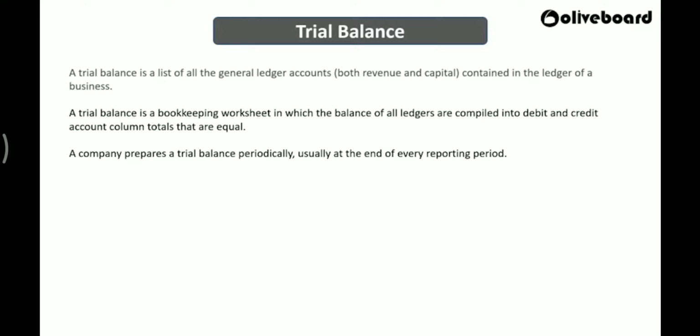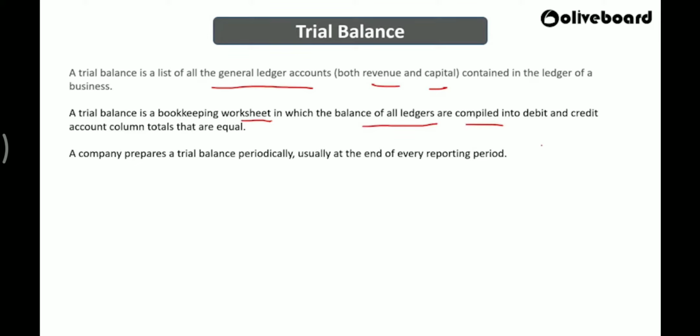Now, from each ledger, you will take out the closing balances and you will put them in one place. All right, you will put it in what? One place, and that is called trial balance. See here, it's a list of all general ledger accounts, both what? Revenue and capital. It could be of any nature, revenue nature or capital nature, contained in the ledger of the business. And see here, it's a bookkeeping worksheet in which balances of ledgers are compiled into debit and credit account column totals that are equal.